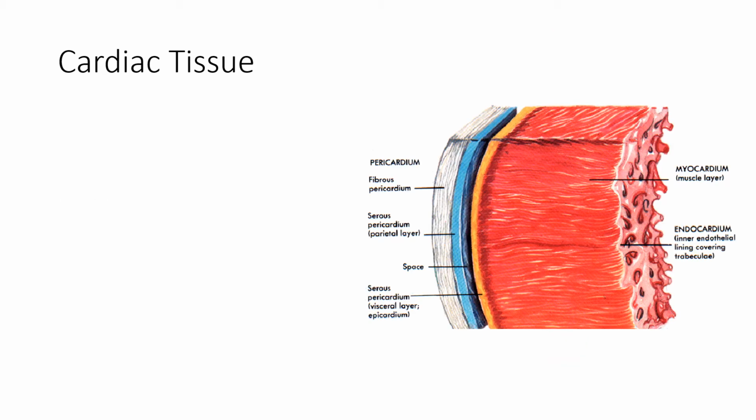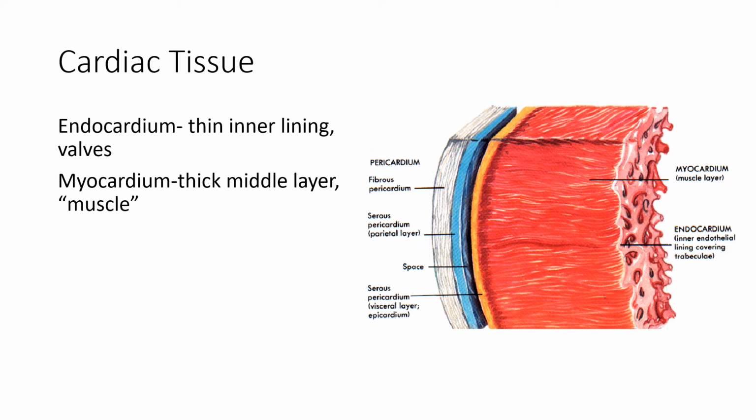Okay, quick little bit about the tissue that makes up the heart. Here in this diagram, we have a cross-section of a chunk of heart tissue. The inside layer is called the endocardium. Remember, endo means inside, like endothelium. Endocardium is the inner lining of the heart. It also makes up some of the heart valve tissue.